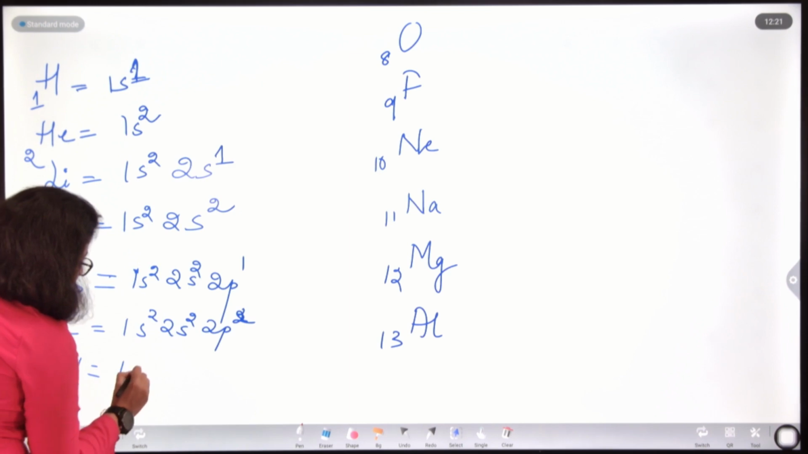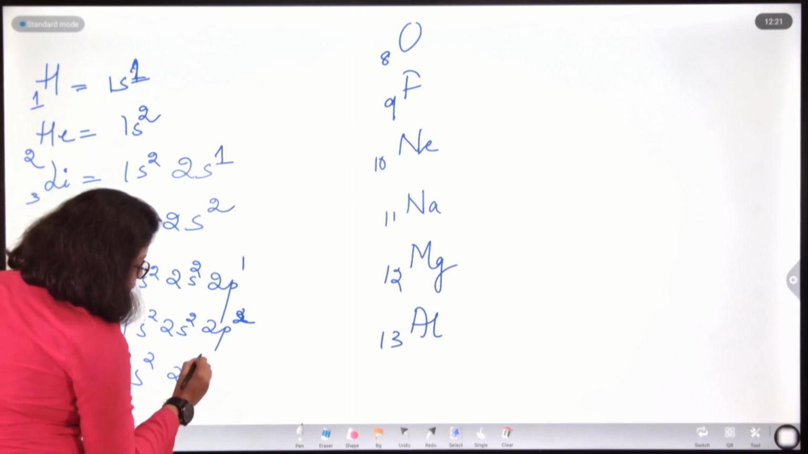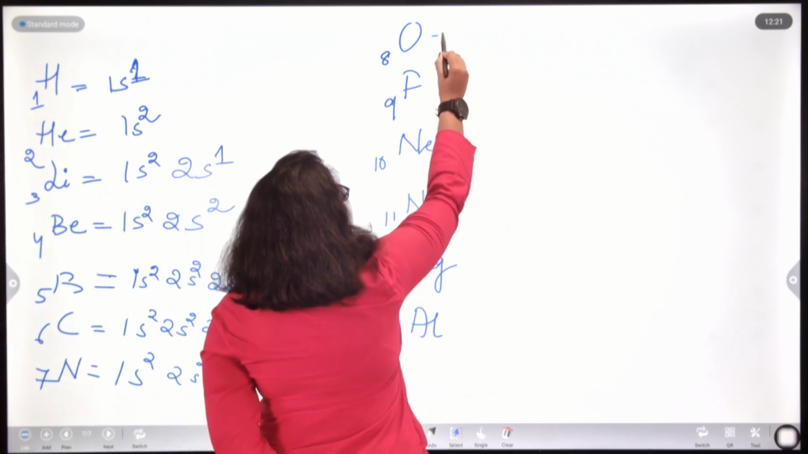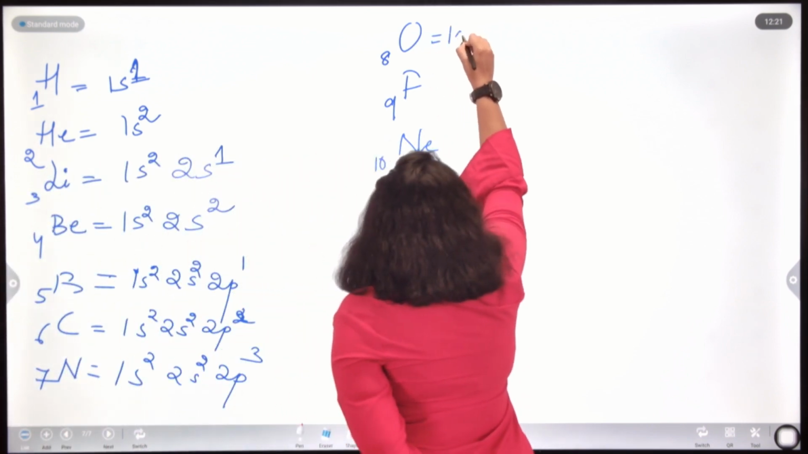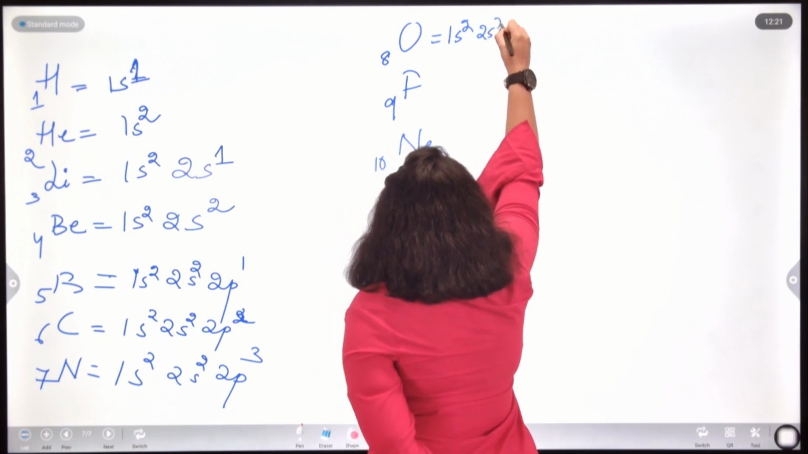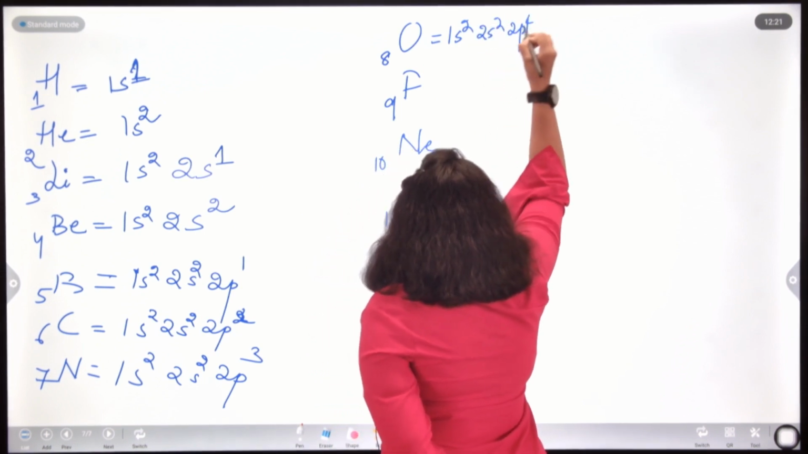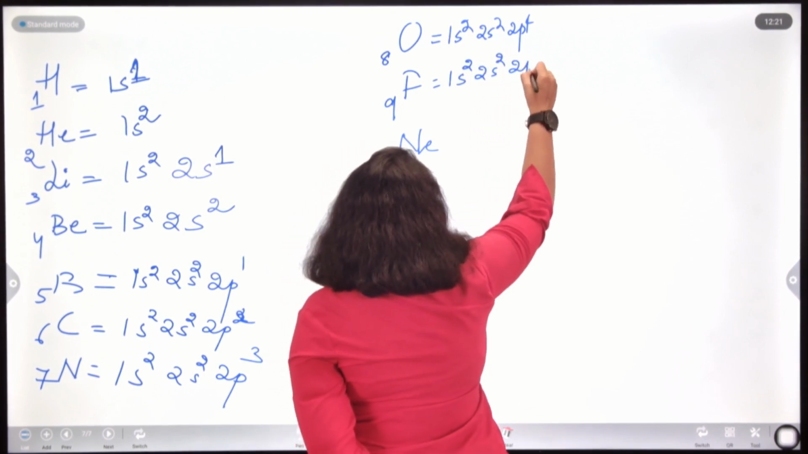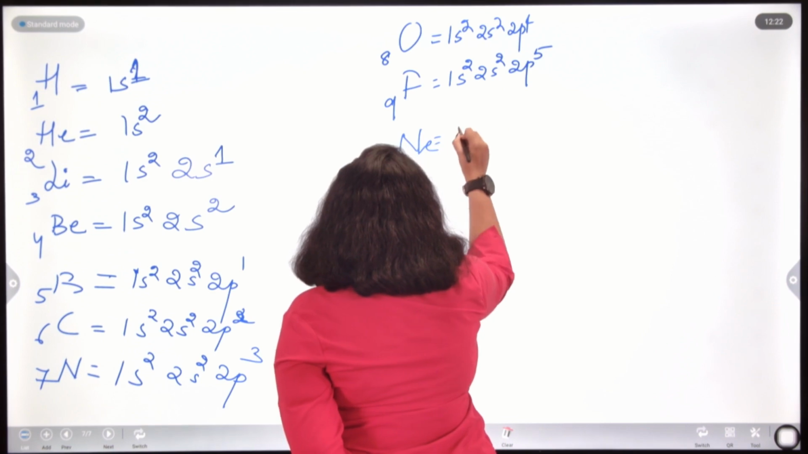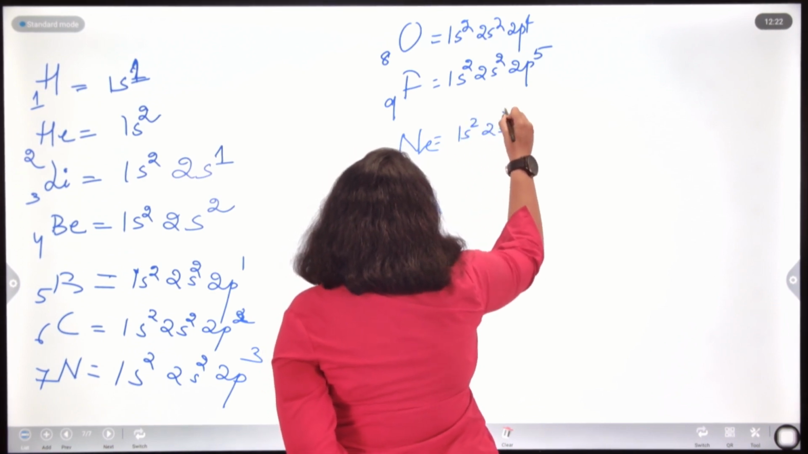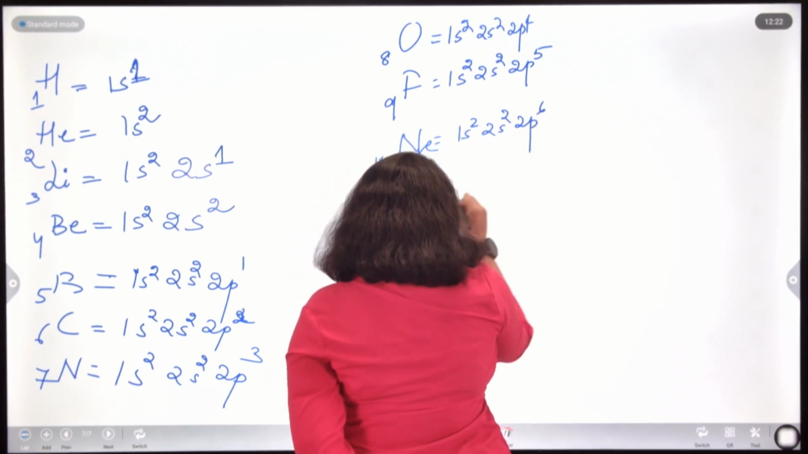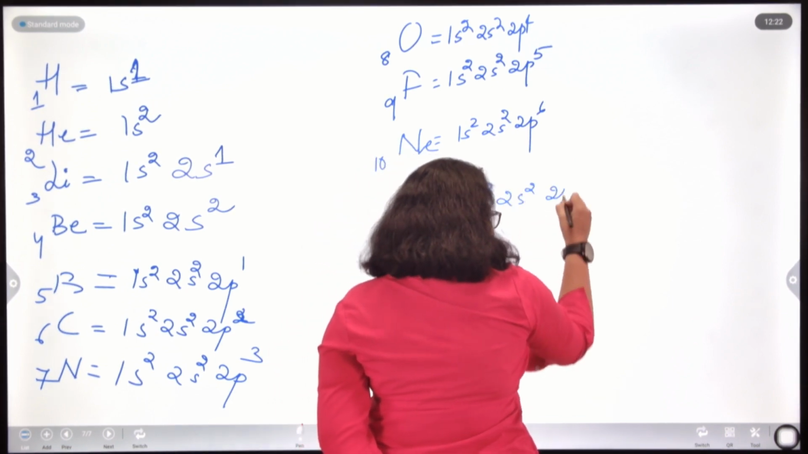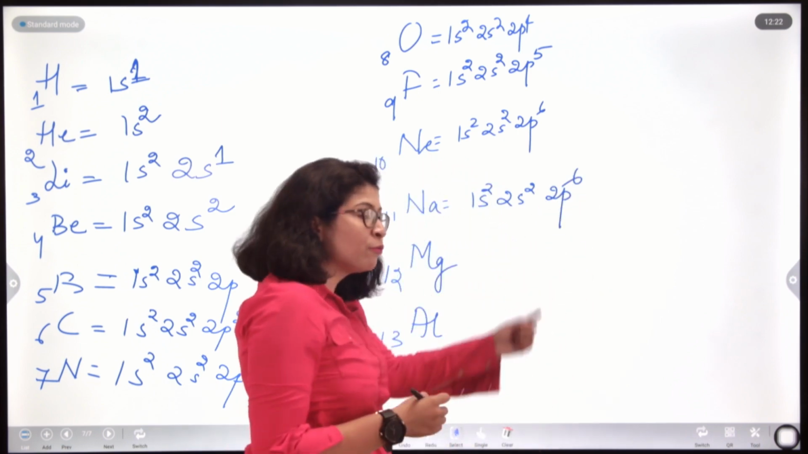For nitrogen, 1s2, 2s2, 2p3. For oxygen, 1s2, 2s2, 2p4. For fluorine, 1s2, 2s2, 2p5. For neon, 1s2, 2s2, 2p6. The maximum capacity of p was 6.